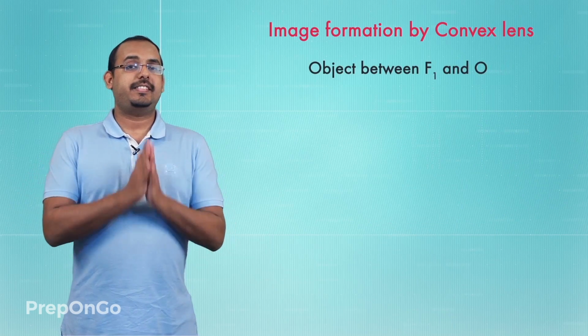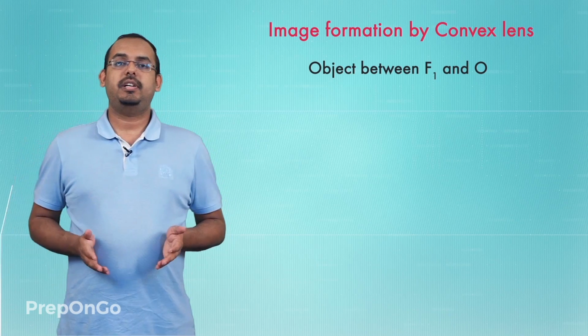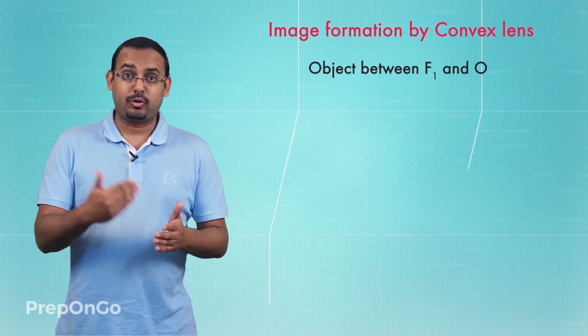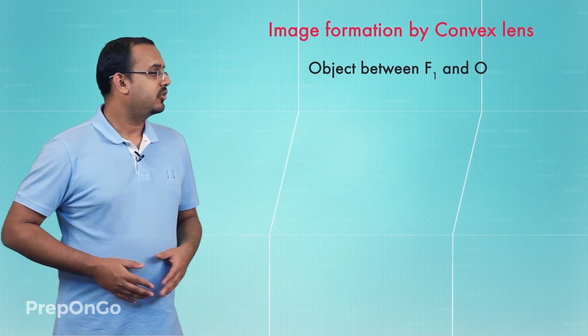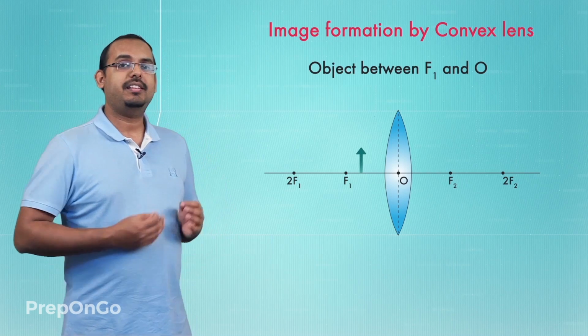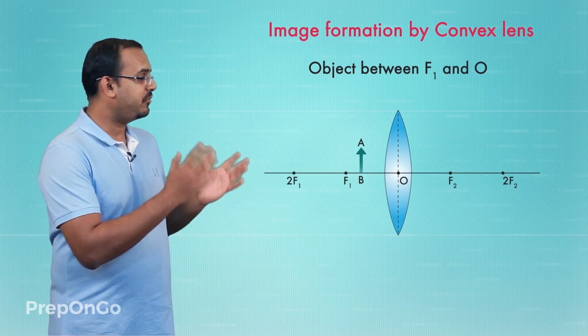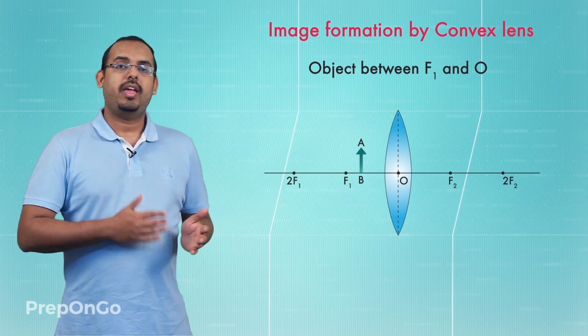Now let's move on to the sixth case of image formation with a convex lens. Now in this case, what we'll do is we'll move the object still closer to the convex lens. So in this case, we'll move the object and we'll place the object between the optical center of the convex lens and the focus of the convex lens. So here we have placed the object between O and F1.